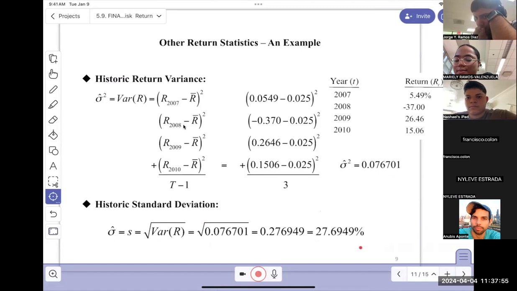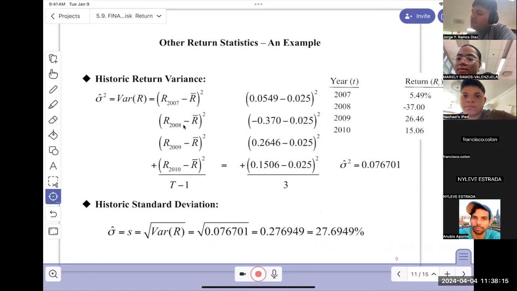Okay, so back to my question. Is this a high variance, or standard deviation, sorry, is that a high standard deviation? Yeah, that's very high. Seems very high.